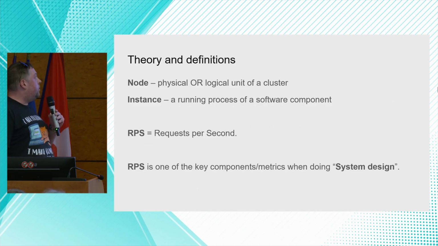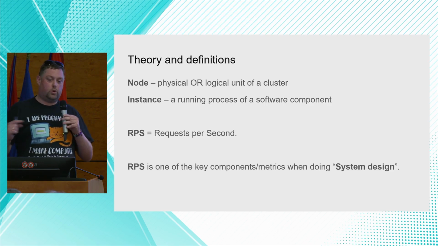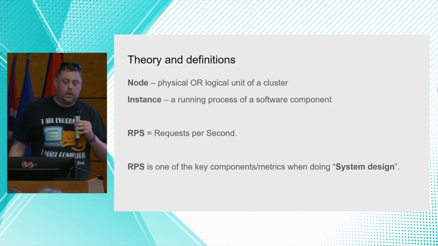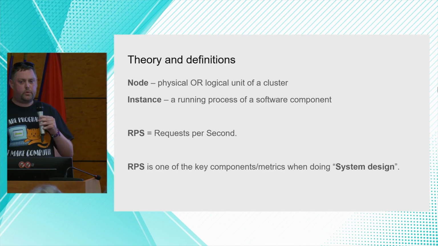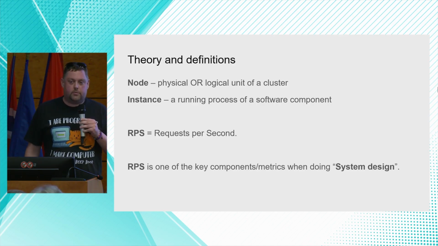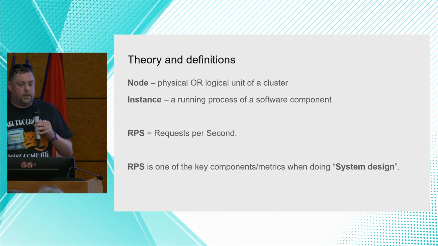Before going further, I would like to introduce some theory and definitions. When I say node, that means a physical or logical unit of a cluster. When I say instance, it means a running process of a software component, or basically your application. And RPS stands for requests per second, which is one of the key components of system design.